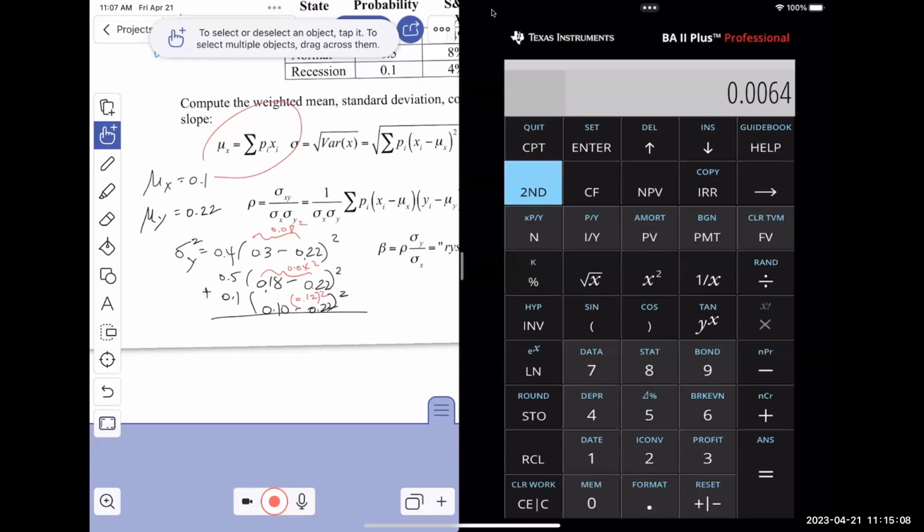0.08 square times 0.4 equals, store 1. 0.04 square times 0.5 equals, store 2. 0.12 squared times 0.1 equals, store 3. Recall 1 plus recall 2 plus recall 3 equals there. I screwed up. I forgot the weight.